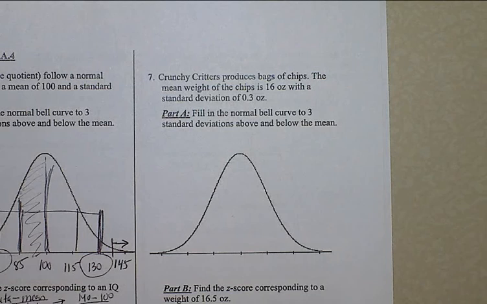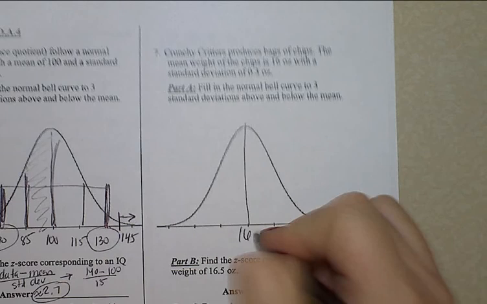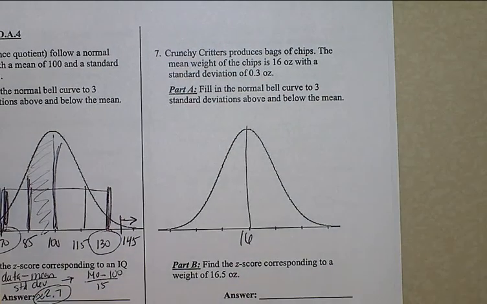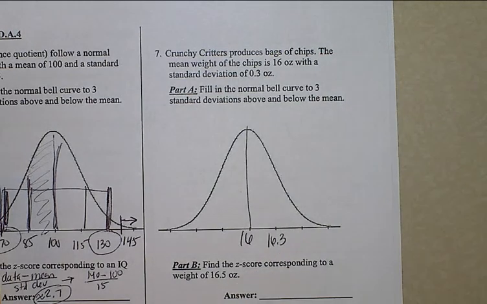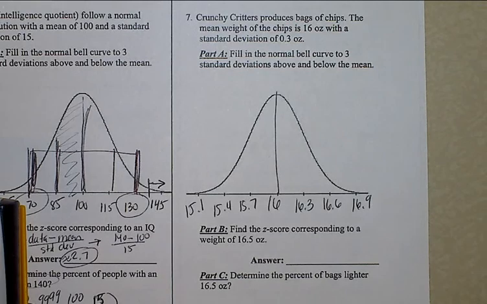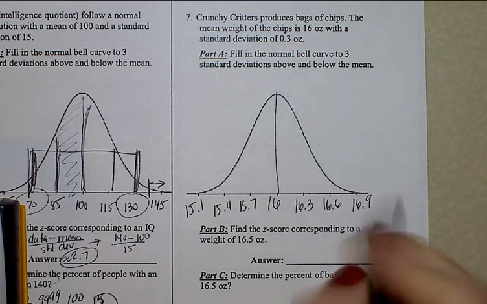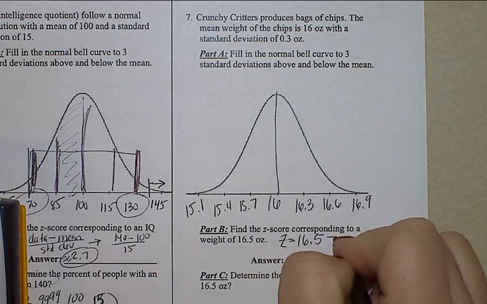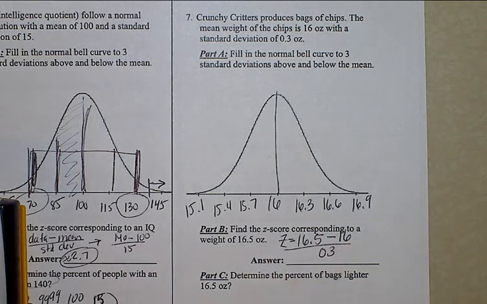Have one person read it out loud in your group. Fill out the bell curve. Go ahead. Don't wait for me to do it. Start filling it out, please. When you're done, find a z-score of 16.5. Remember, 16.5 is your data point. I'm going to round it to the nearest tenth.